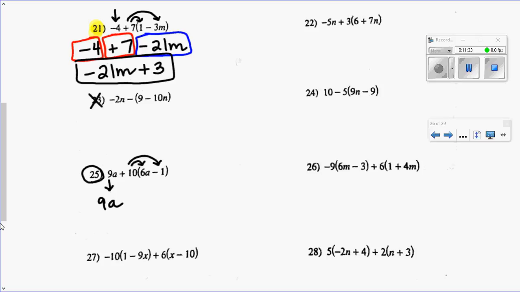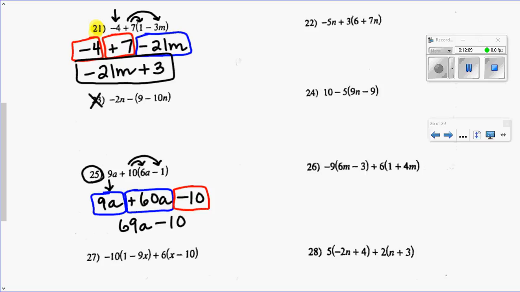Okay, when you did 10 times 6a, did you get positive 60a? And when you do 10 times negative 1, did you get negative 10 or minus 10? Okay, hopefully you did. If not, you can fix it. Remember, we are multiplying the outside term by all the inside terms. So now I can see that I have positive 9a, positive 60a, and negative 10 by itself. Okay, so I combine positive 9 and positive 60. That's pretty simple. And then I just leave the minus 10. So I have 69a minus 10.